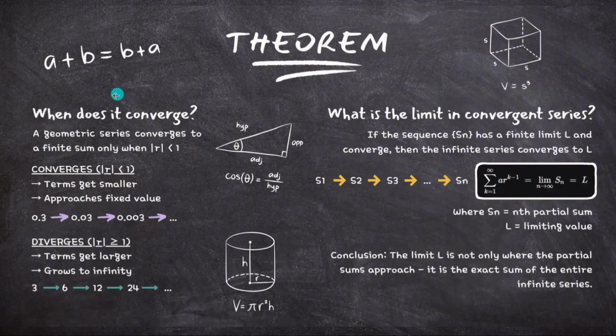Next, a geometric series only converges when the absolute value of r is less than 1. When the absolute value of r is less than 1, the terms get smaller just like this and approach a fixed value. But if the absolute value of r is bigger than or equal to 1, the terms grow larger, just like this, and the series diverges to infinity. For a convergent series, the sequence of partial sums s1, s2, s3 to sn approaches a finite limit L. We write it as this formula. That means L isn't just what the sum approaches, it's exactly the sum of the infinite series.